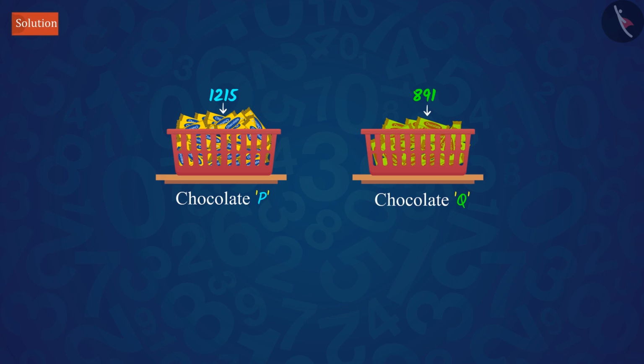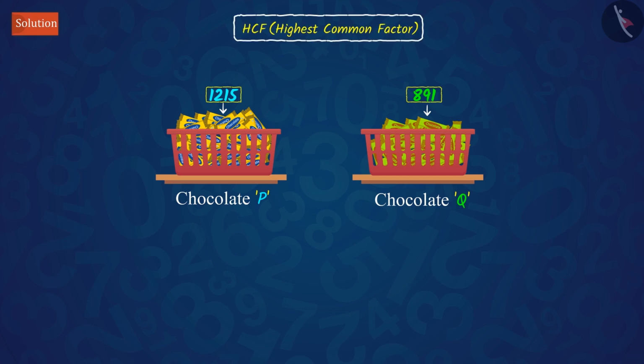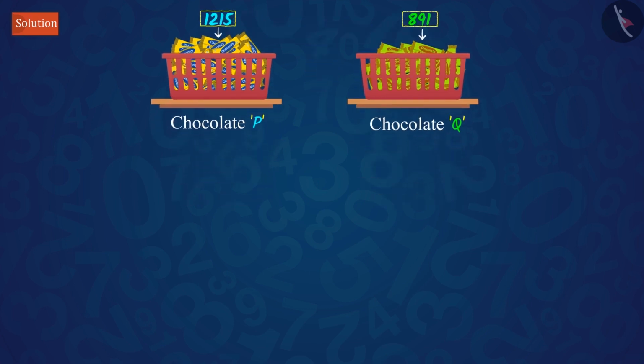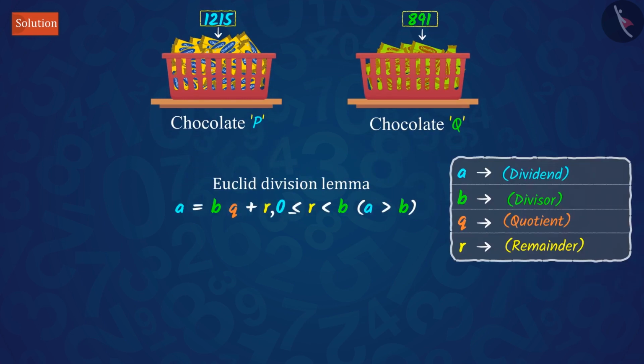But here we will solve this in a stepwise manner, for which we will find the HCF, that is, the highest common factor of the numbers of both types of chocolates. For this, we will use Euclid's division lemma A equals B multiplied by Q plus R. Let's try to solve it together.